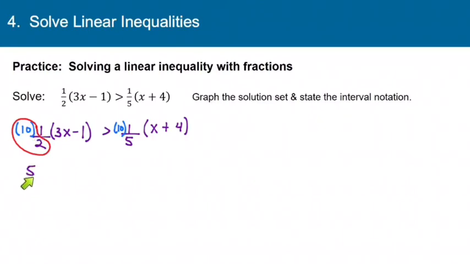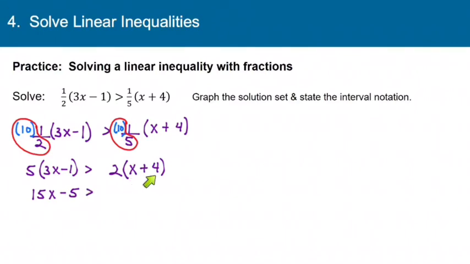So the left side will be 5 times 3x minus 1 is greater than. On the right side, 10 divided by 5 is 2. That 2 times this 1 is just 2, and that's times x plus 4. Okay, now distribute the 5, and you'll get 15x minus 5. Distribute the 2, and you'll get 2x plus 8. And now we want to eliminate the smaller variable term, so we'll subtract 2x from both sides. 15x minus 2x is 13x, then we have minus 5, and that's greater than 8.